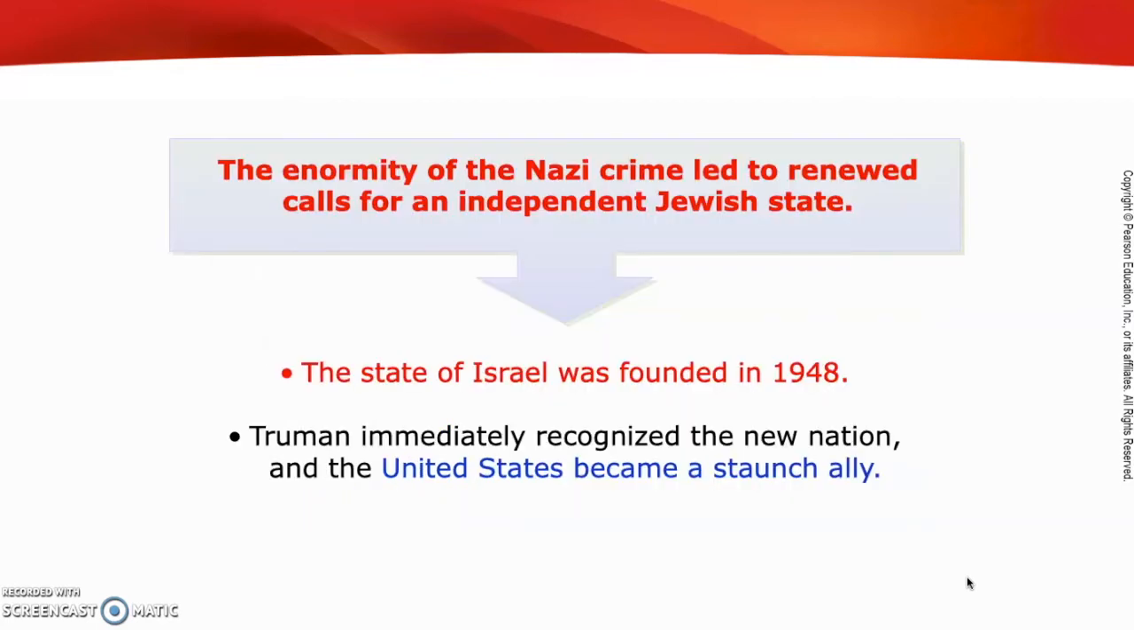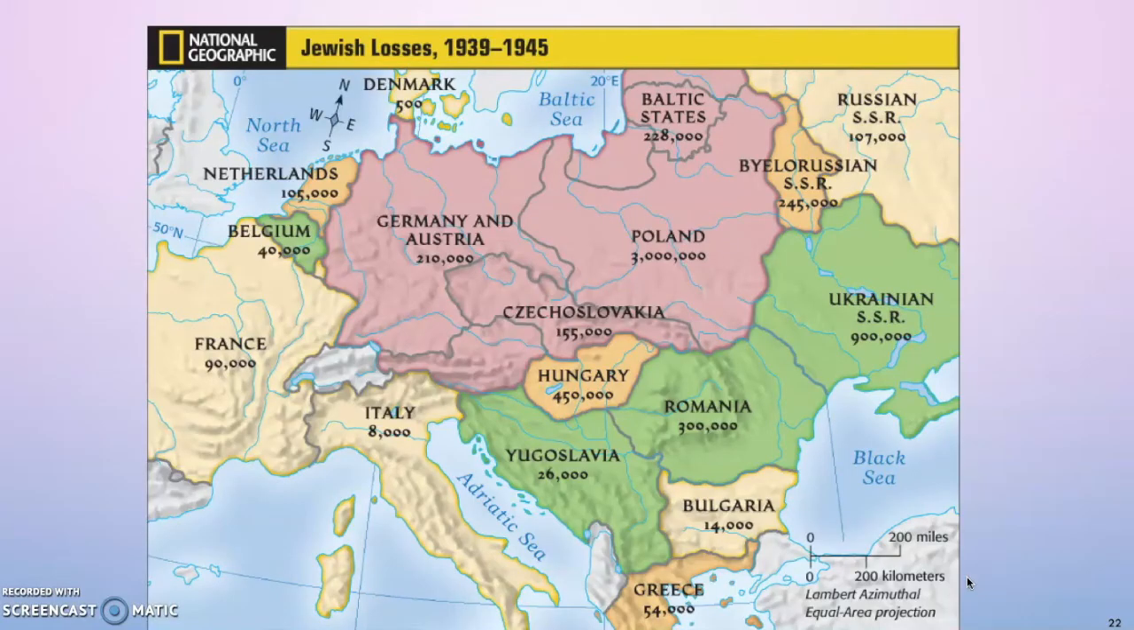So the Nazi crime led to renewed calls for an independent Jewish state. So this is when the state of Israel was officially founded in 1948. So President Truman immediately recognized this new country, and the United States became a very good ally of the country of Israel. All right, so this is kind of a map, a breakdown of how many Jews died that were from each country.